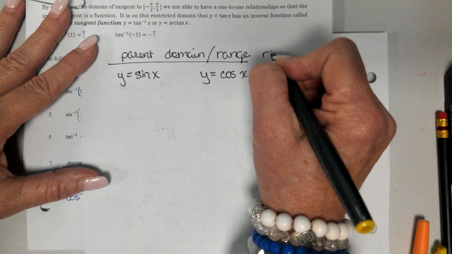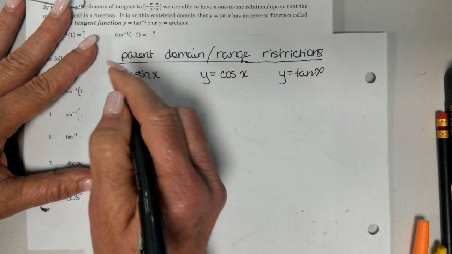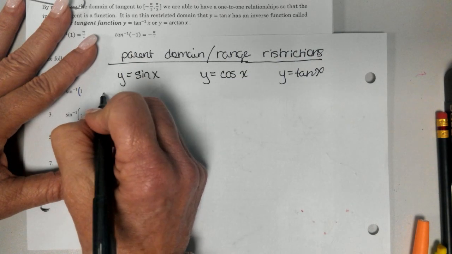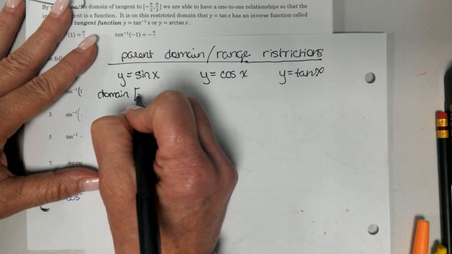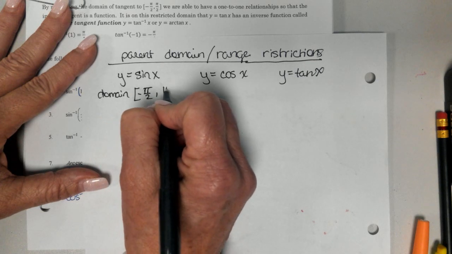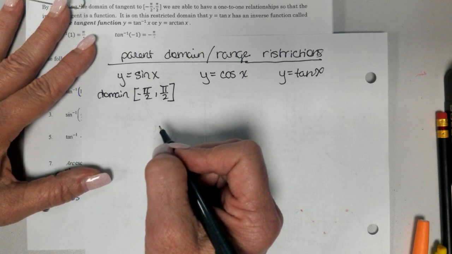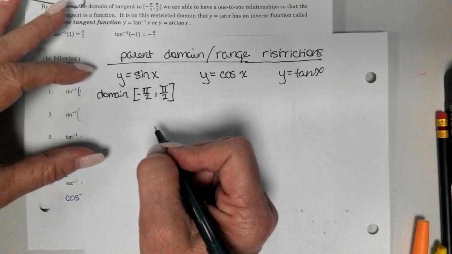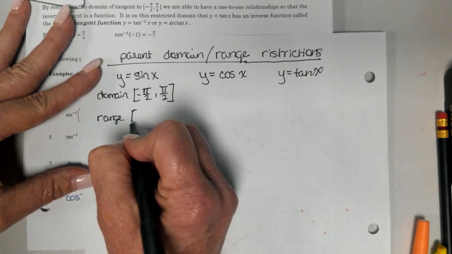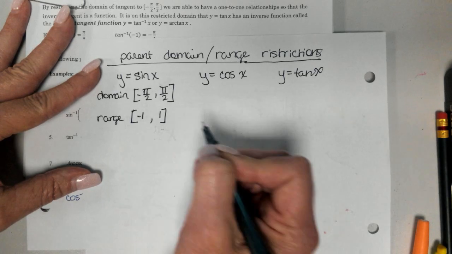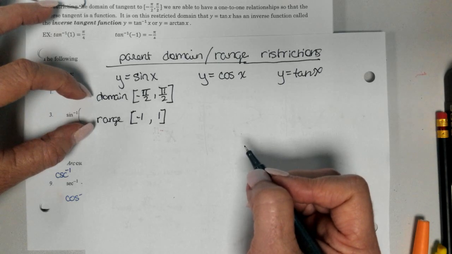Let's write that word restrictions here. I had to restrict my sine domain to only be from negative pi over 2 to positive pi over 2 in order for my inverse to be a function. And within that domain, my lowest point was a -1, and my highest point was a +1. So these were my domain and range restrictions for sine.